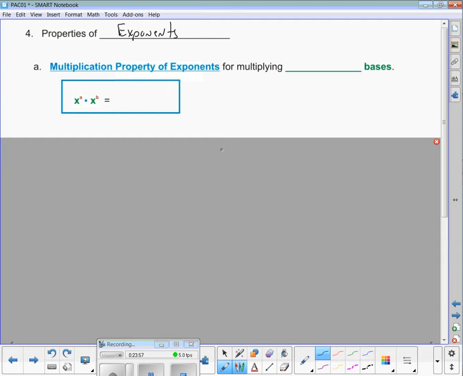Properties of exponents. The first one is called the multiplication property of exponents. Now here's the key. It's for multiplying like bases. How do you use it? For multiplying like bases. And the rule's pretty simple. X to the A times X to the B equals X, the common base, just once. Take the first exponent A, do a plus sign, and take the second exponent B. X to the A times X to the B equals X to the A plus B. Meaning, the property is a shortcut to figuring out what you get when you multiply like bases.